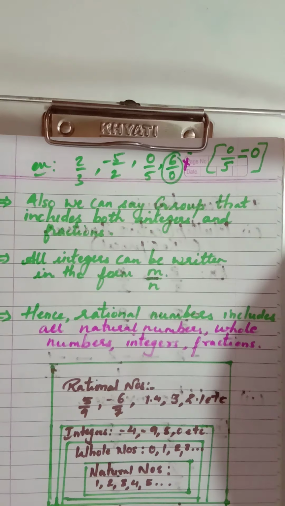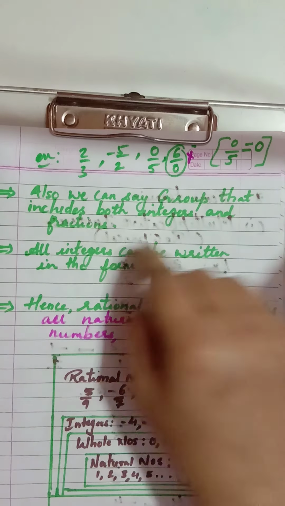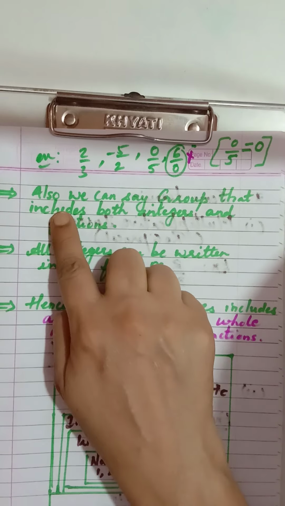So you will continue writing this point. Also we can say, we are giving the definition in other words, that a rational number is a group that includes both integers and fractions. Yes or no, children? Integers means all negative numbers, positive numbers, 0, as well as fractions. Now all integers can be written in the form of m upon n.